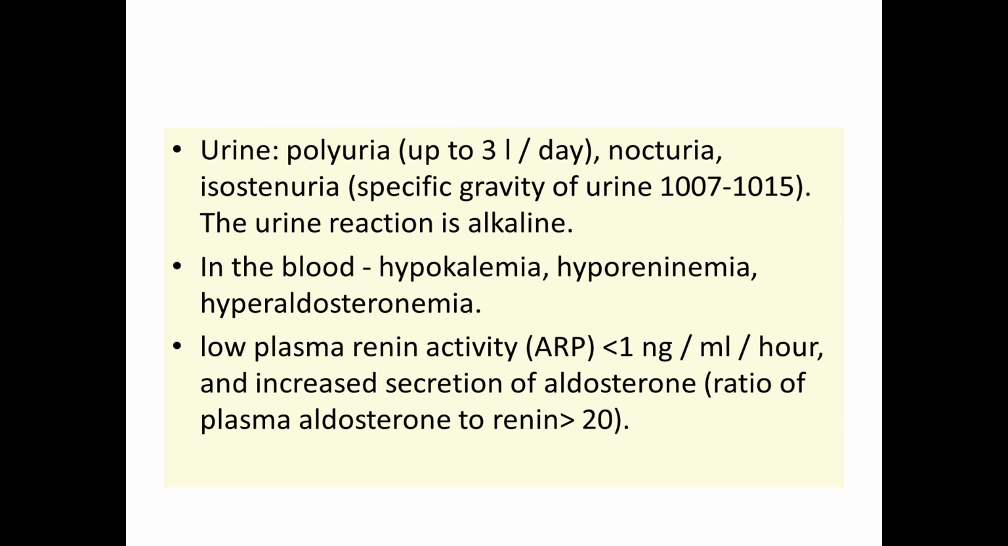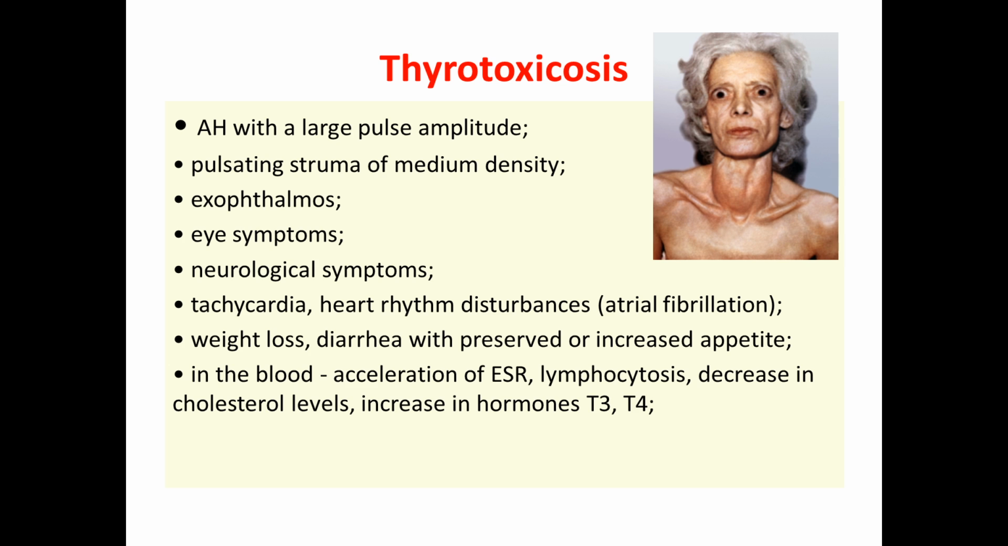In urine, you could find polyuria and nocturia, increased nocturnal diuresis and isosthenuria, and also the urine reaction is alkaline. In the blood, characteristic are hypokalemia, hyporeninemia, and hyperaldosteronemia, and of course low plasma renin activity and increased secretion of aldosterone, and a ratio of plasma aldosterone to renin of more than 20.